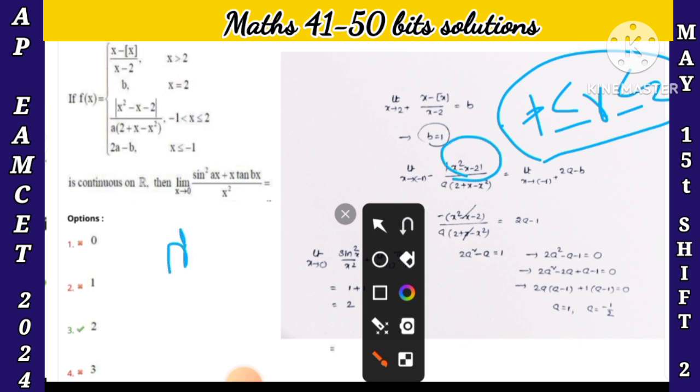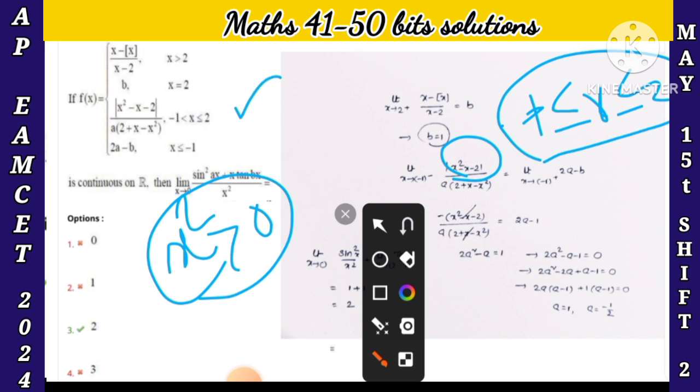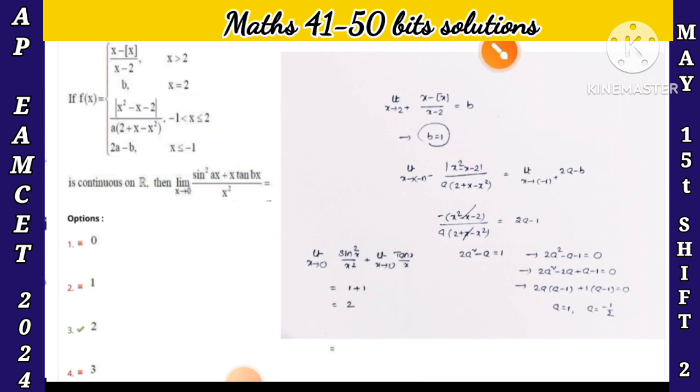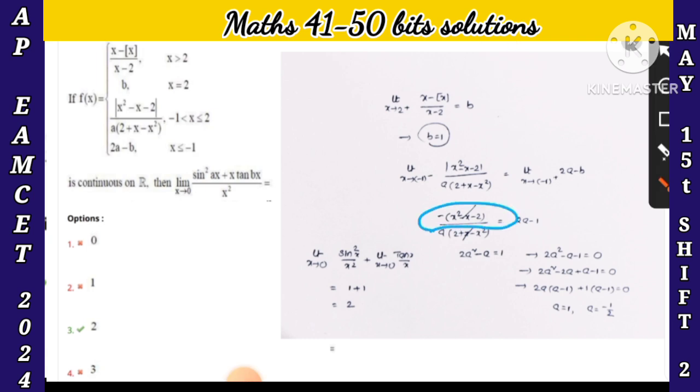So if the quotient is greater than 0, then within these limits the function is negative. Under the modulus, we have to take the negative value in this interval. That is the condition. So this becomes minus of (x square minus x minus 2), that is, minus x square plus x plus 2.